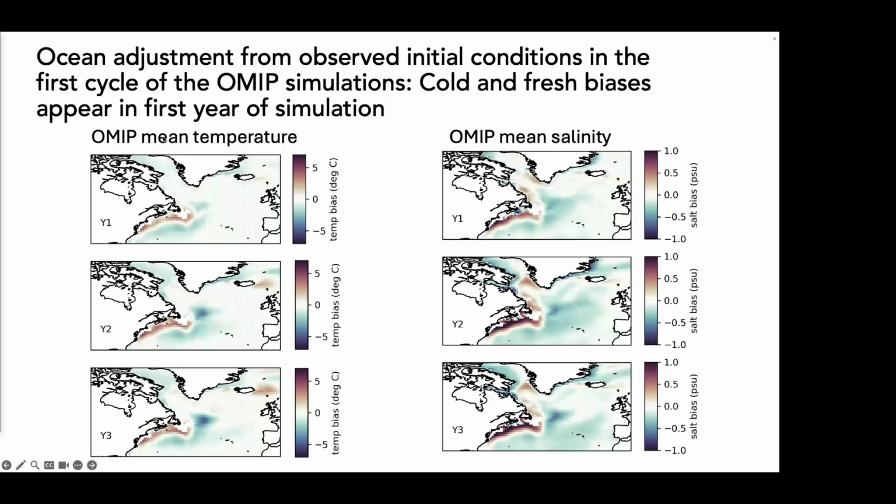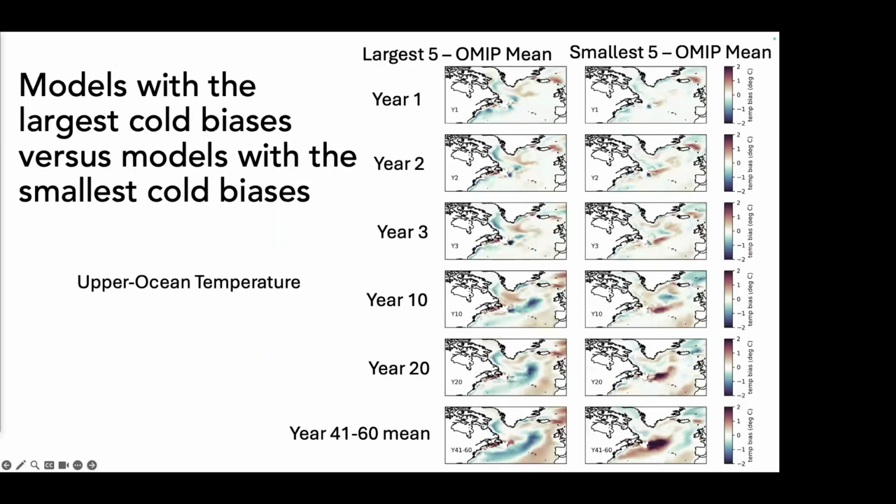So here's OMIP mean temperature and OMIP mean salinity, year 1, year 2, year 3. And you can see a hint of the cold anomaly right there, and there's that fresh anomaly, and then they only strengthen over time. So now I'm trying to figure out how to distinguish models that are doing this really badly versus models that are doing this a little less badly, because they all have this bias. How do those differ?